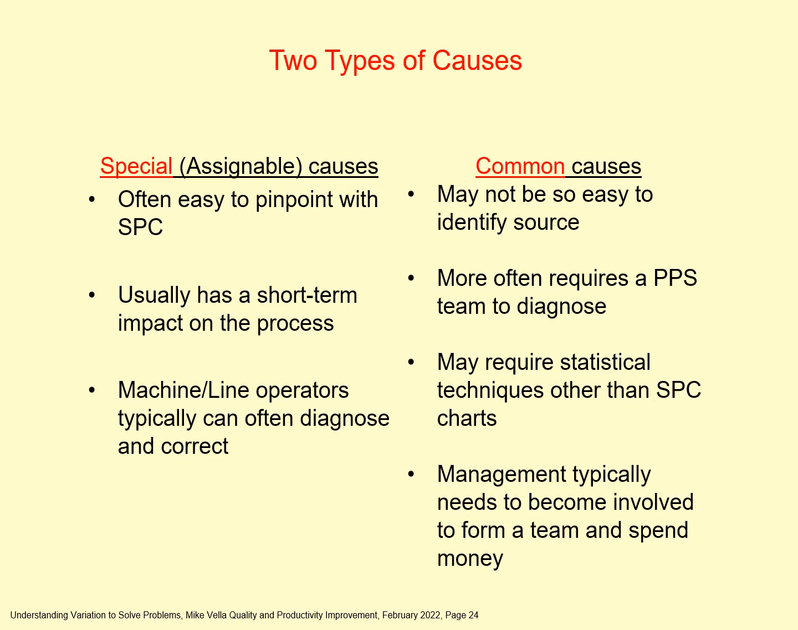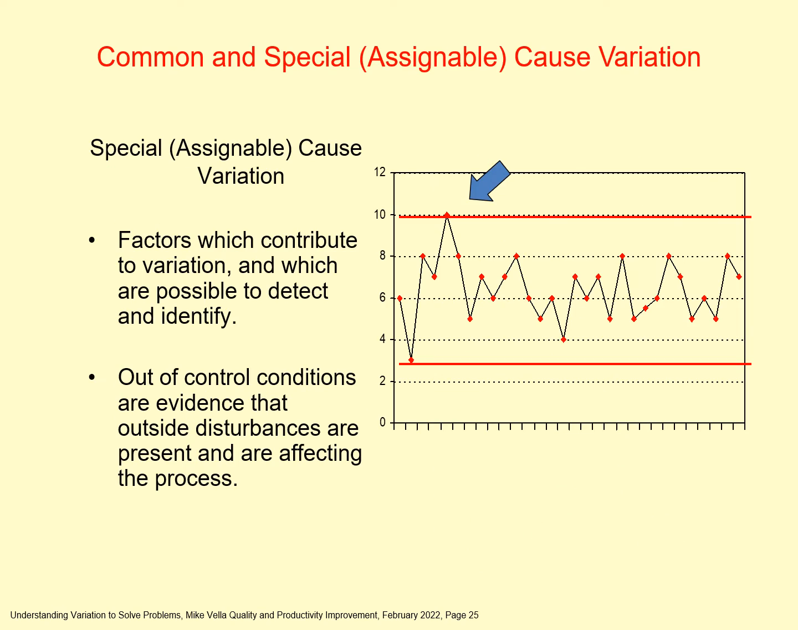Common cause variation, on the other hand, is not so easy to identify, and requires more work in terms of practical problem solving to identify and improve. It might require statistical techniques such as designed experiments to improve the process. And again, management typically needs to be involved in this to form a team and improve the process because they're going to be spending money. Special cause variation should be addressed immediately. Common cause variation is typically addressed harder and more by management.